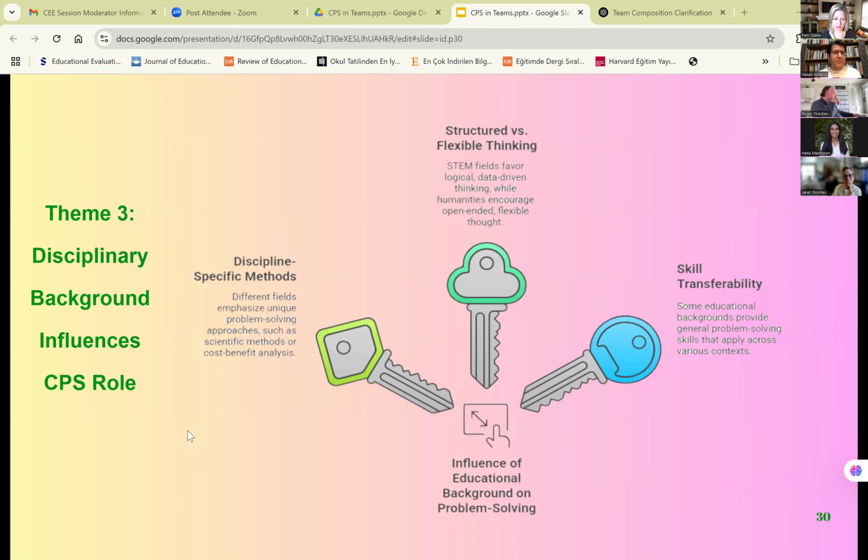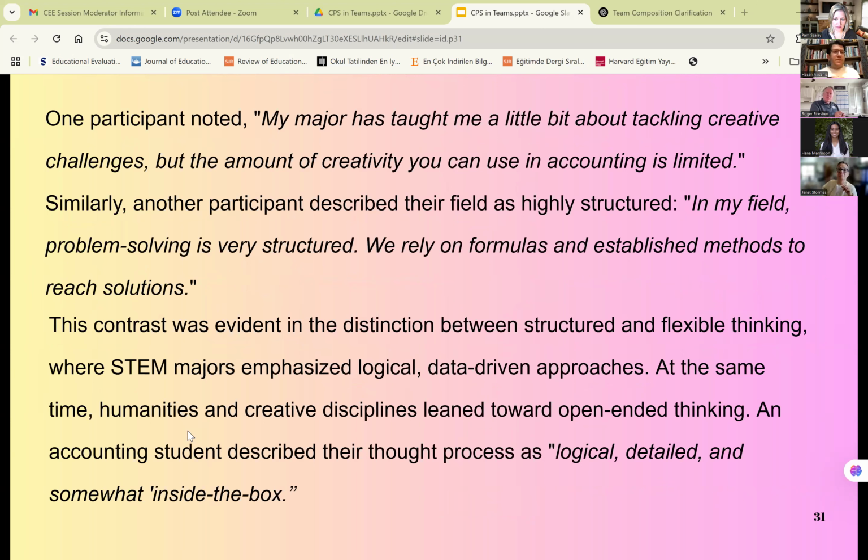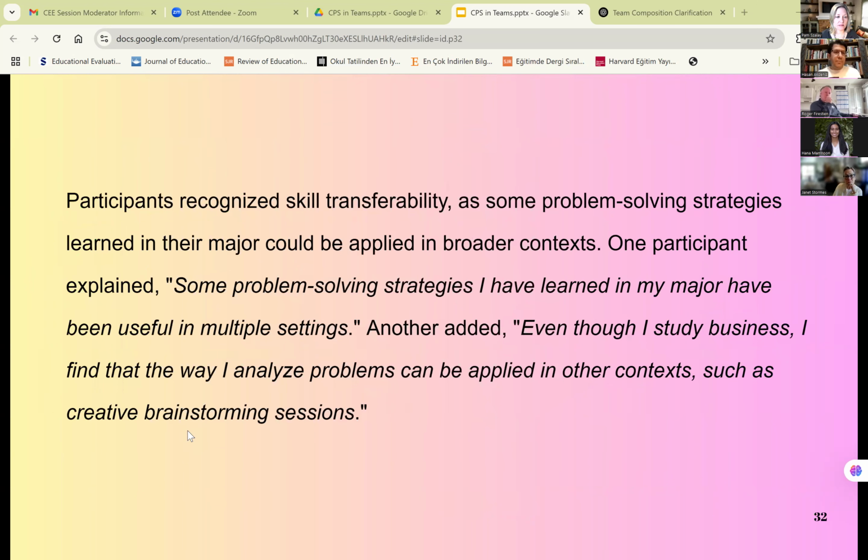Theme 3, disciplinary background influences CPS role. Participants highlighted that their field of study strongly influences their approach to problem solving, shaping their cognitive strategies and decision-making processes. One participant noted, my major has taught me a little bit about tackling creative challenges, but the amount of creativity you can use in accounting is limited. Participants recognized skill transferability as some problem-solving strategies learned in their major could be applied in broader contexts. For instance, some problem-solving strategies I have learned in my major have been useful in multiple settings.